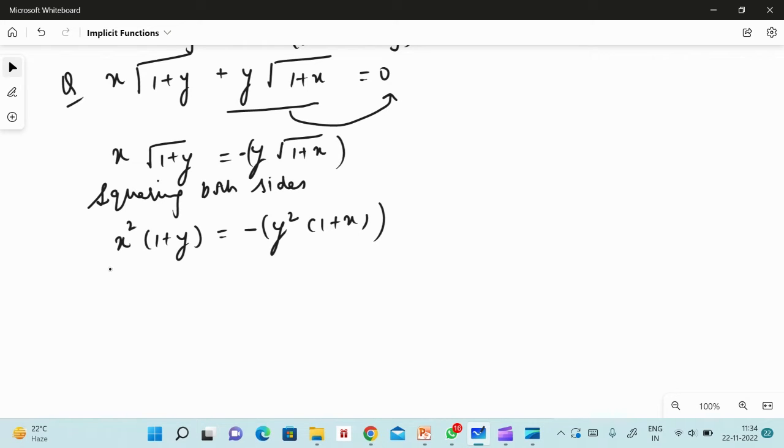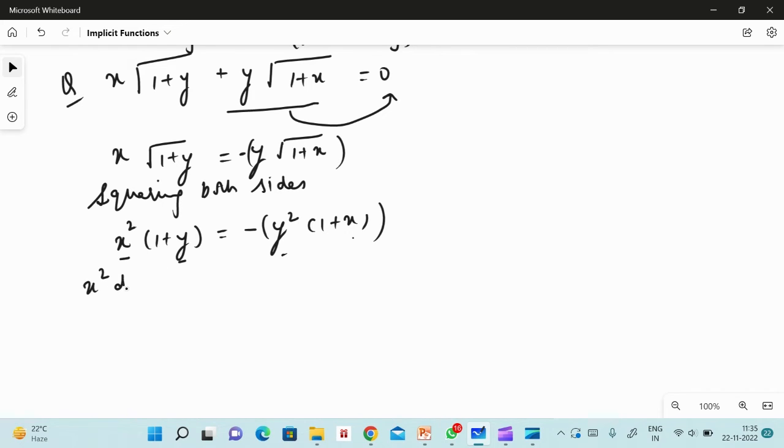And now we will take differentiation on both sides with respect to x, because here we have x and y, and we can't separate these two things. On the right hand side also we have y and x collectively, so we will find the derivative with respect to x. So what I will get here, we will apply the product rule.